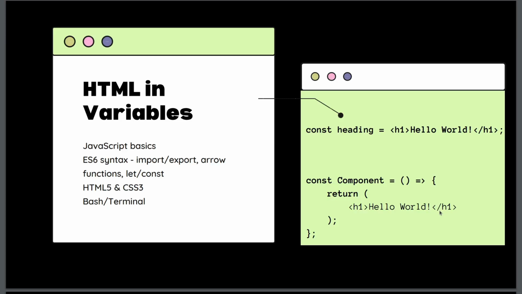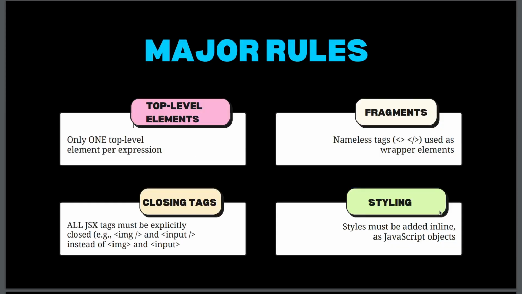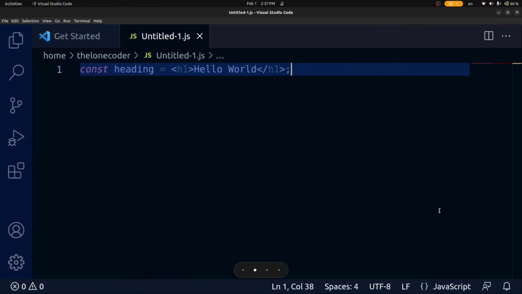So now that we know this, now that we know that this is not regular JavaScript, but instead HTML that we can store as a JavaScript expression, let's go into some of the major rules of this hybrid language, this JSX. So the first major rule of JSX is that you can only have a maximum of one top-level element per expression. And so let me go ahead and show you what that means.